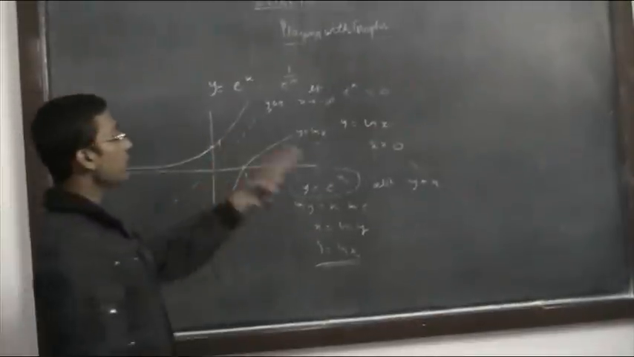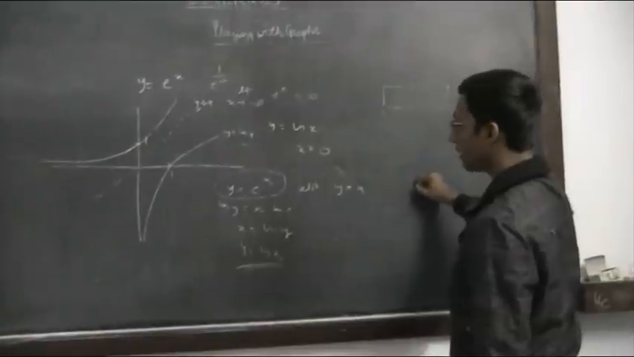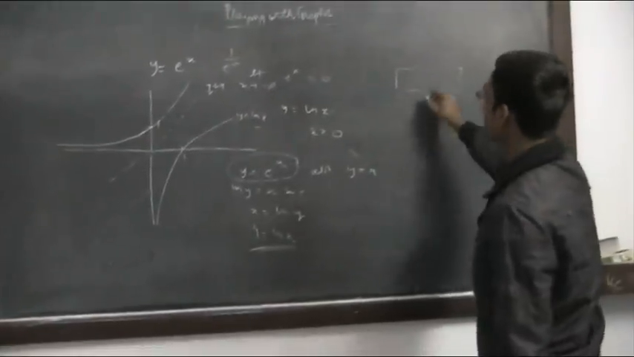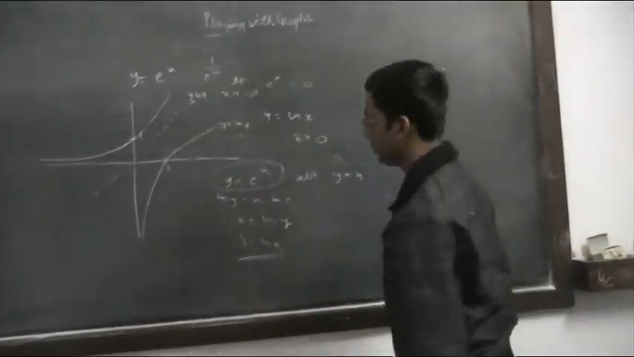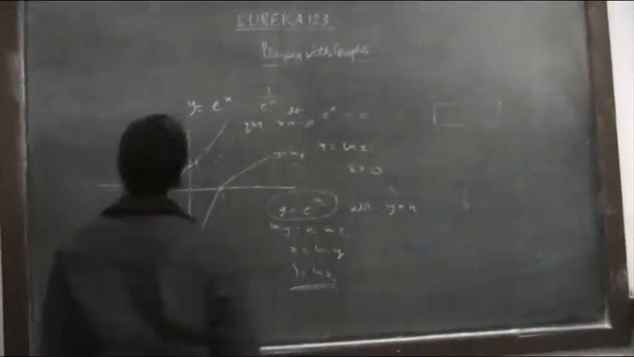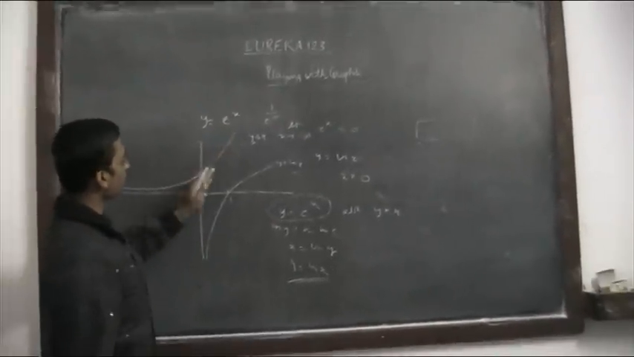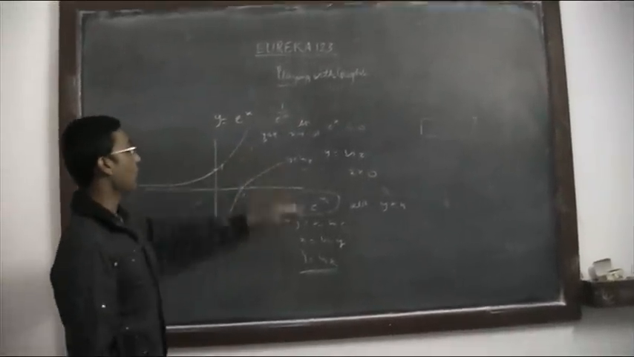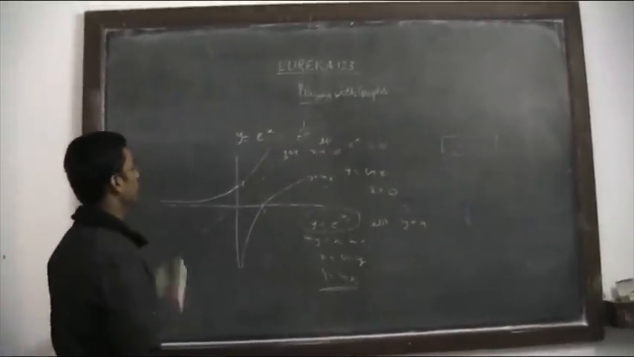So suppose you are given any function and you have to find the mirror image of that. What you have to do is replace x by y and y by x, and whatever you get, that will be the mirror image of the function. So it's very easy to remember: y equals e to the power x, and the mirror image about y equals x is y equals log x. So this is the exponential function, this is the logarithmic function.